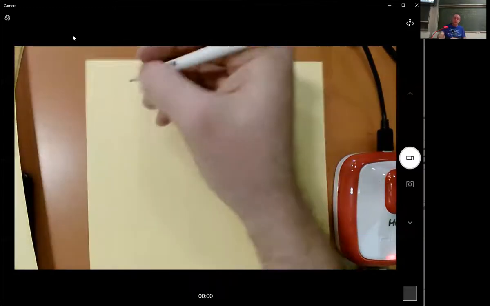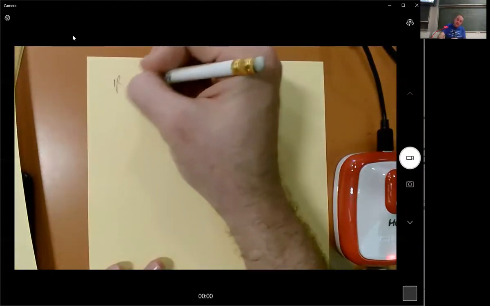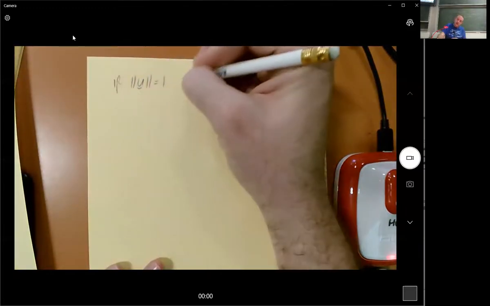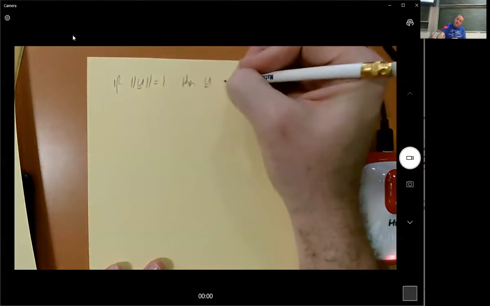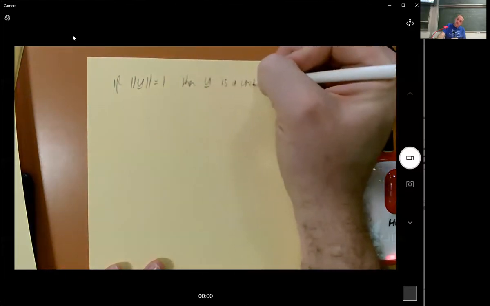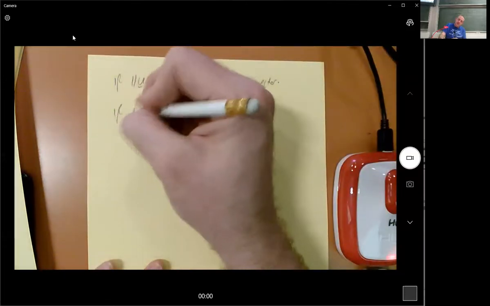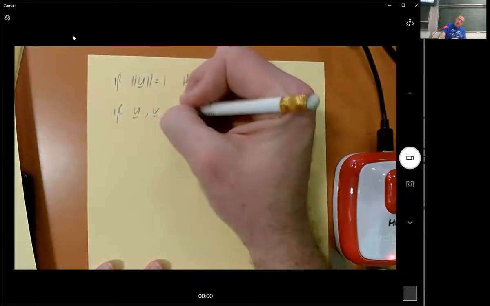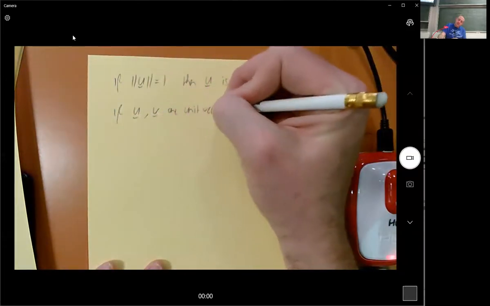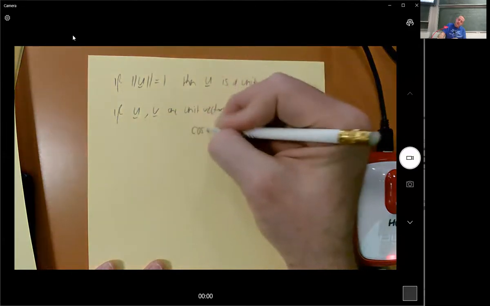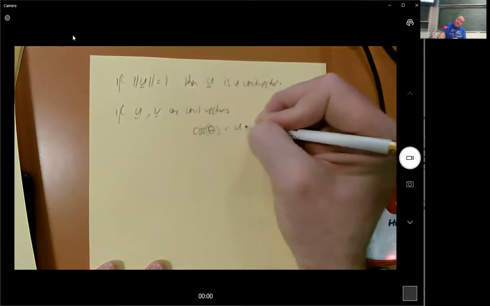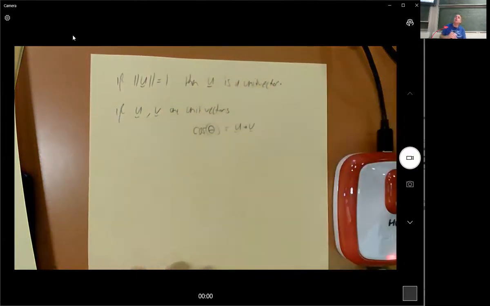So if the length of a vector is 1, then it's called a unit vector. And if you've got two unit vectors, then cos of the angle between them is just their dot product, which is kind of cool.